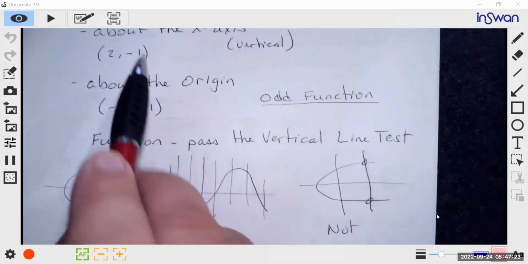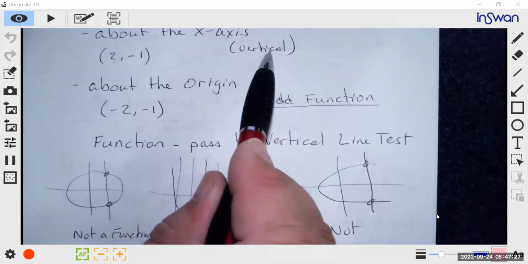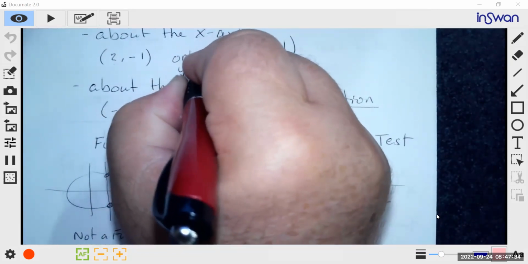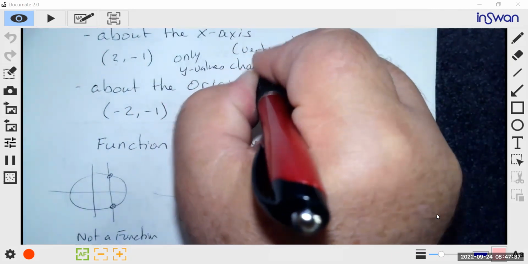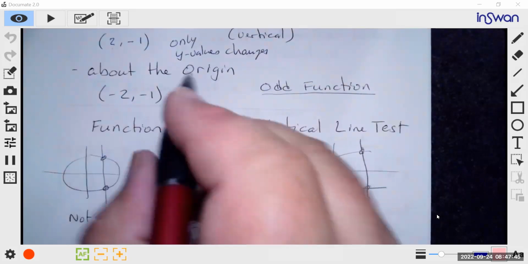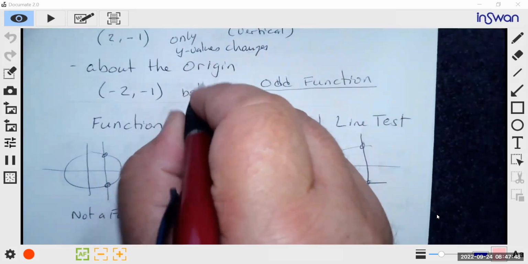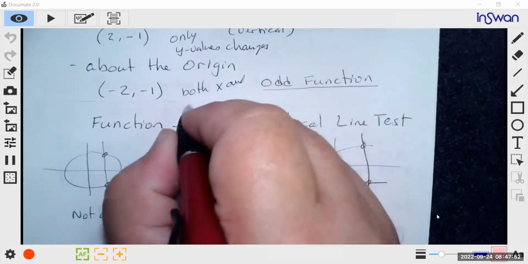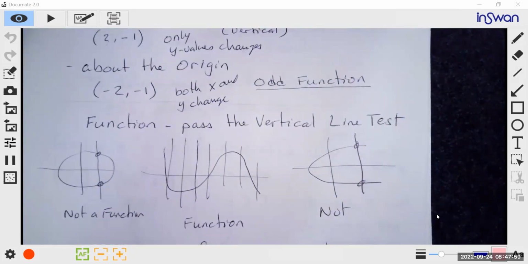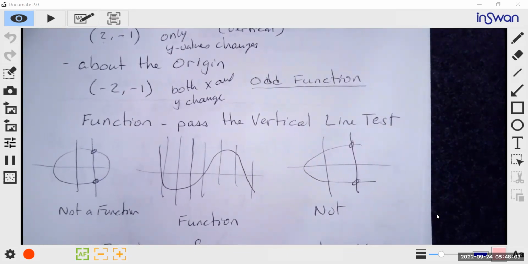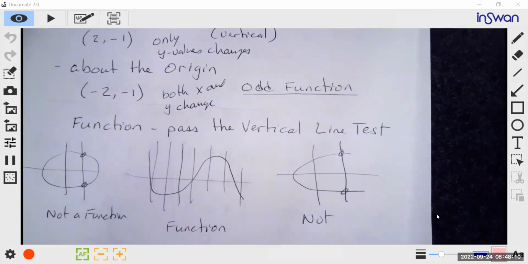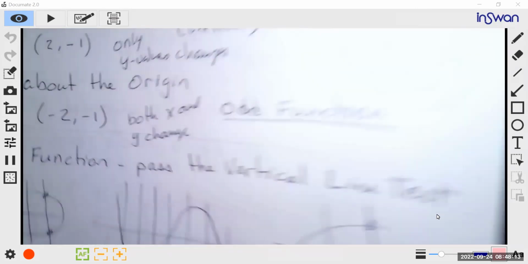If I start off with a point 2, 1, and I flip it across the x-axis, it's a vertical reflection, then only y values change. It's not just the values, it's the sign of y. And if it's across the origin, both x and y change signs. All right, that's symmetry. So what we're looking at is what the graph's going to look like.